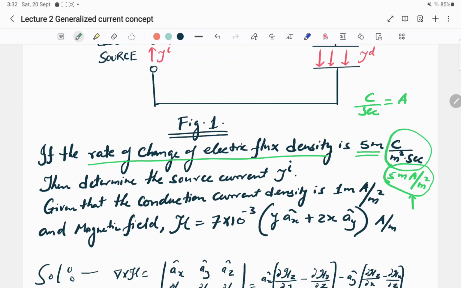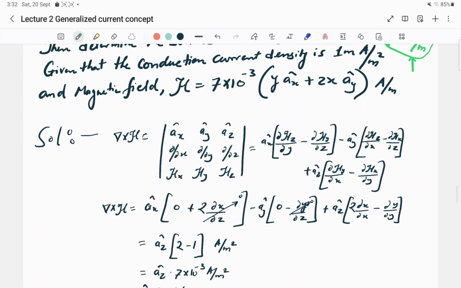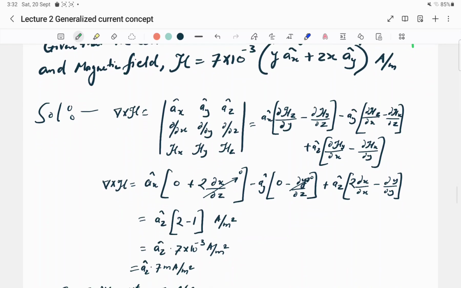Since it is rate of change of electric flux density, that's why it is electric displacement current density. Okay, now let's start the solution. Since we know that del cross H is equal to JD plus JC plus JI, which is equal to JT.